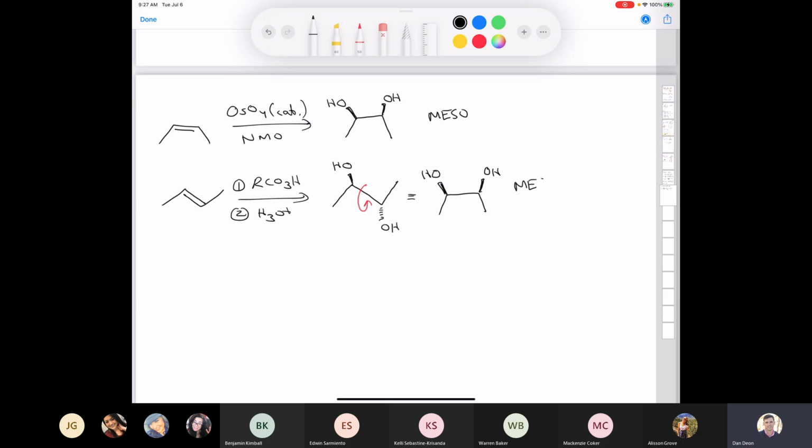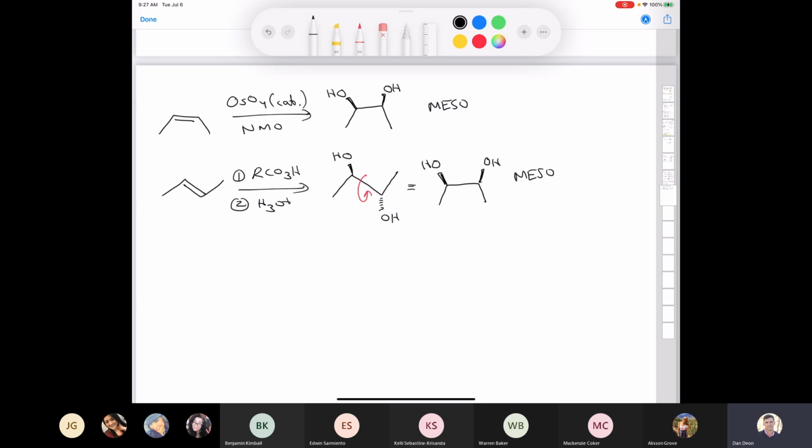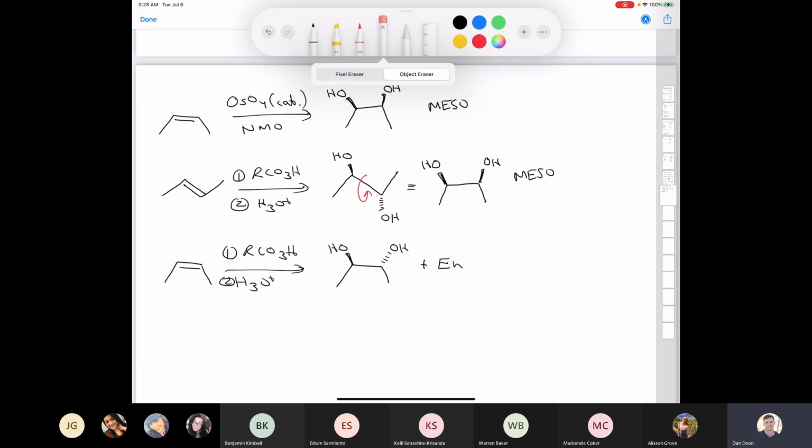Okay, so like one of the students just summarized, if you have the anti-addition to a trans alkene and you rotate it, you end up with a meso. Now, conversely, if you were to start with cis-2-butene, and you treat that with a peroxy acid, followed by hydronium in the second step, that's going to give you anti-addition. So one hydroxyl is pointing up, the other hydroxyl is pointing down. That's going to give you a racemic mixture.